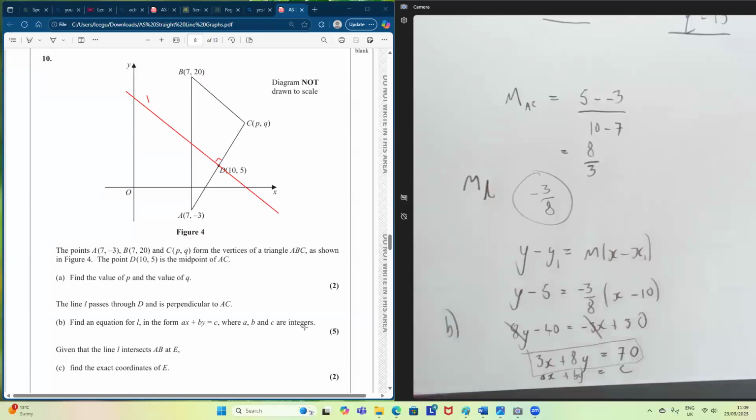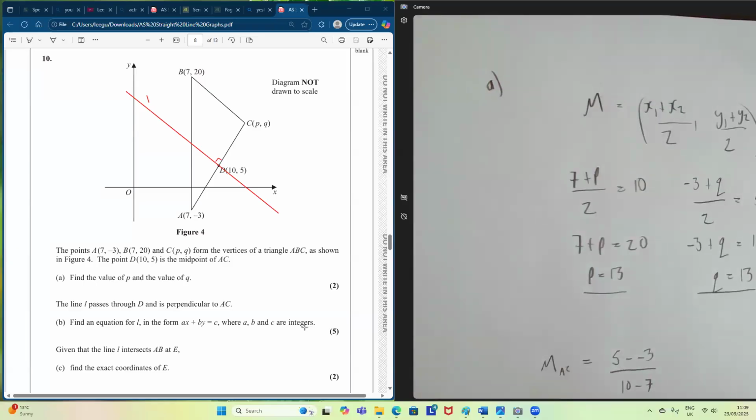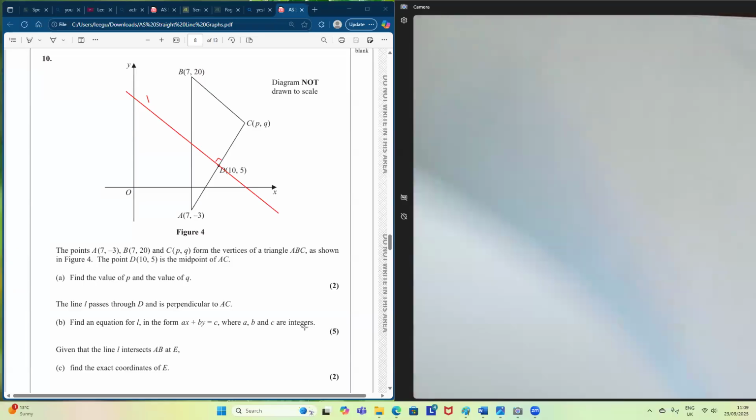And then part c, it says given that the line L intersects AB at E. In other words, up here, oh no, here it is. This is the point E here. So let's just call that E. Okay, so that's the point E there. Find the exact coordinates of E.